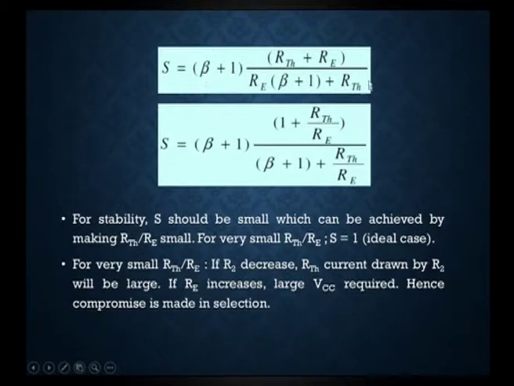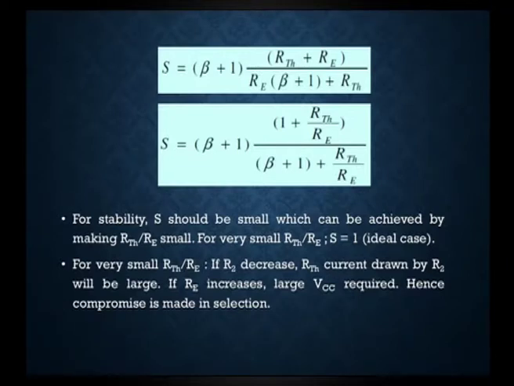So, this is completely dependent on RTH, that is the Thevenin resistor, and also the emitter resistor, which, as we already said, is going to help in stabilization. By rearranging this, the expression can be rewritten like this. From this expression we can infer that S should be small. This is what we know from the basic concept of stabilization: S should always be low for better performance or better stabilization.